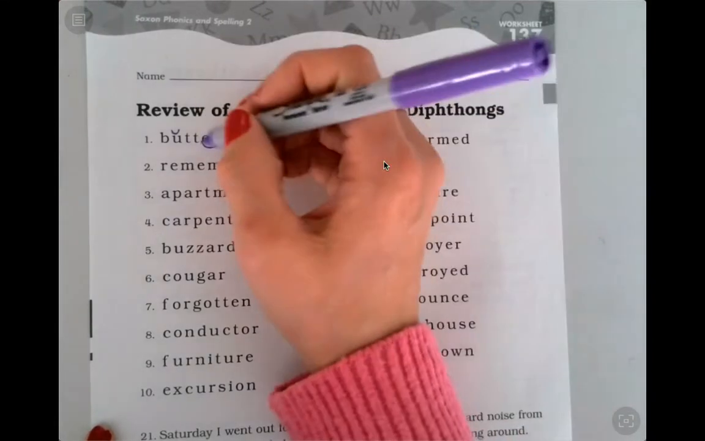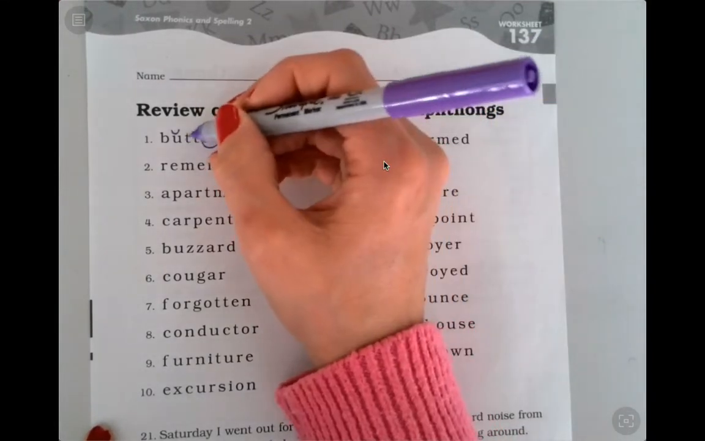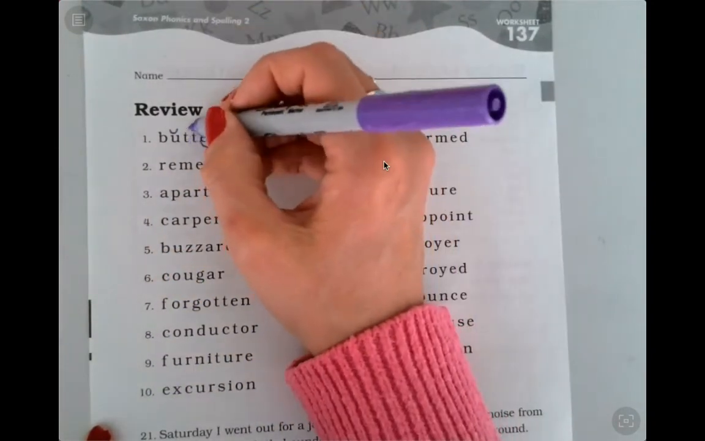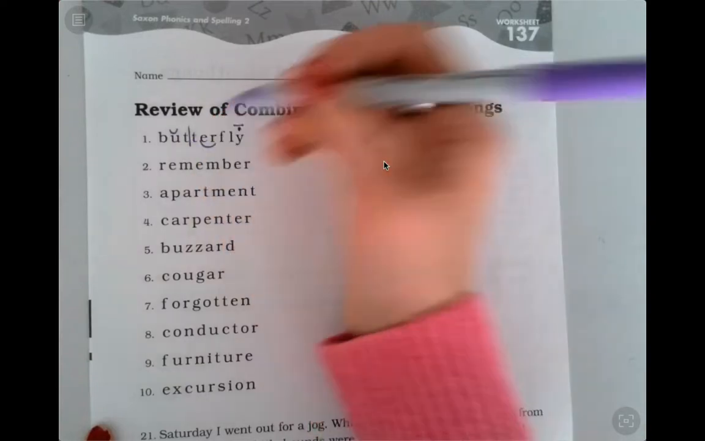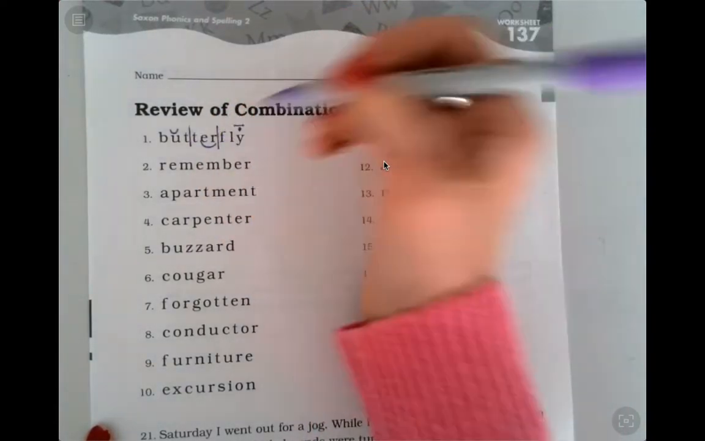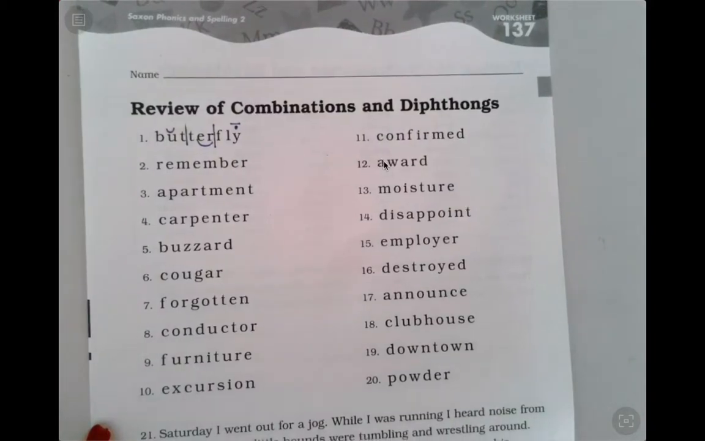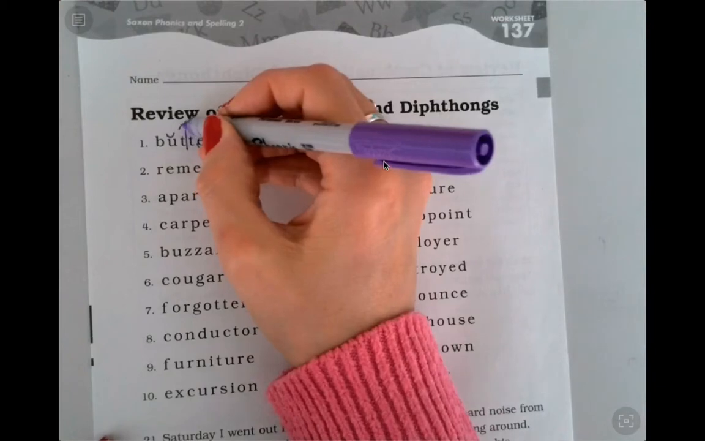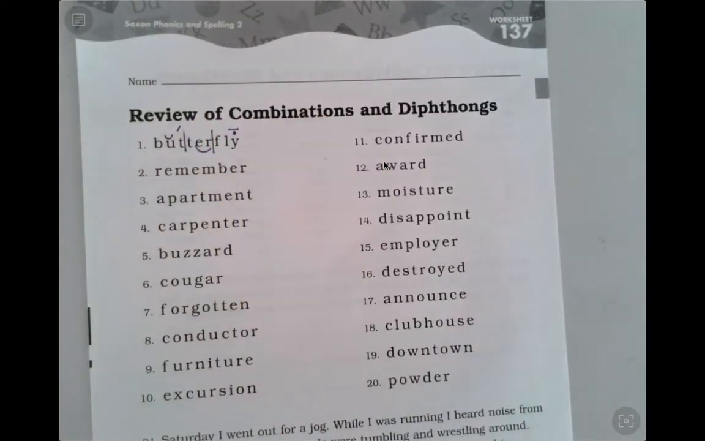All right. Then we still need to code how many syllables. Butterfly. So we have a consonant here. I'm just going to separate that, butter, and then we have a whole different word, so that's pretty simple. Fly. Butterfly. Now, if I was to emphasize one of these, it's actually the first one, butterfly. All right, number 2 is remember.